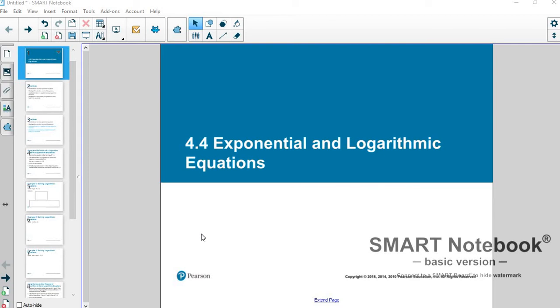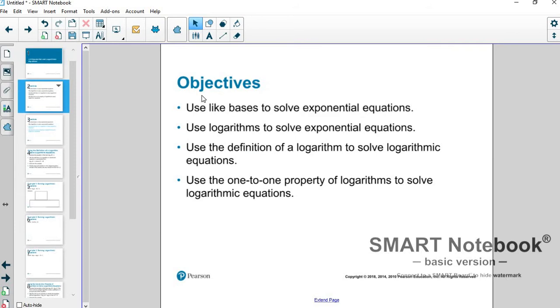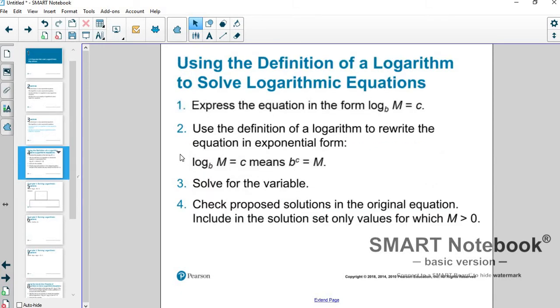We're doing 4.4, and 4.4 solves exponential and logarithmic equations. You can do two different types of exponential and two different types of logarithmic equations. This happens to be the one focusing on just the logarithms. Look for another video that deals with exponential equations. And so there are two different types of logarithmic equations.